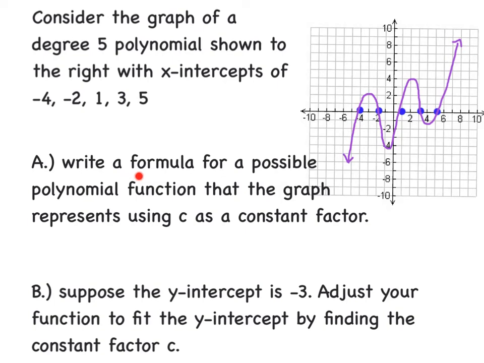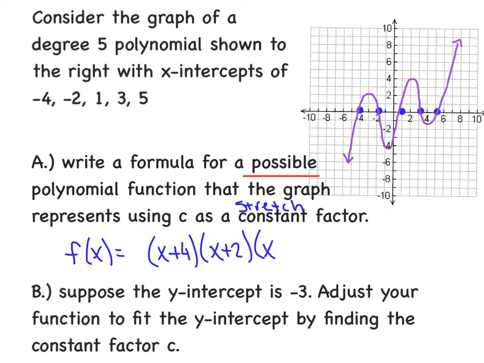The challenge here is, can you write an equation, or in this case they use the word formula, for a possible, interesting choice of words there, huh? For a possible polynomial function that the graph represents using c as a constant factor. What the heck is this value c that they're referring to? I also like to call it a stretch factor. Because, for instance, if I wrote that f of x equals x plus 4, x plus 2, x minus 1, x minus 3, and x minus 5, I'd be partially correct. What I don't know is how tall or how low these relative maxes and mins are.